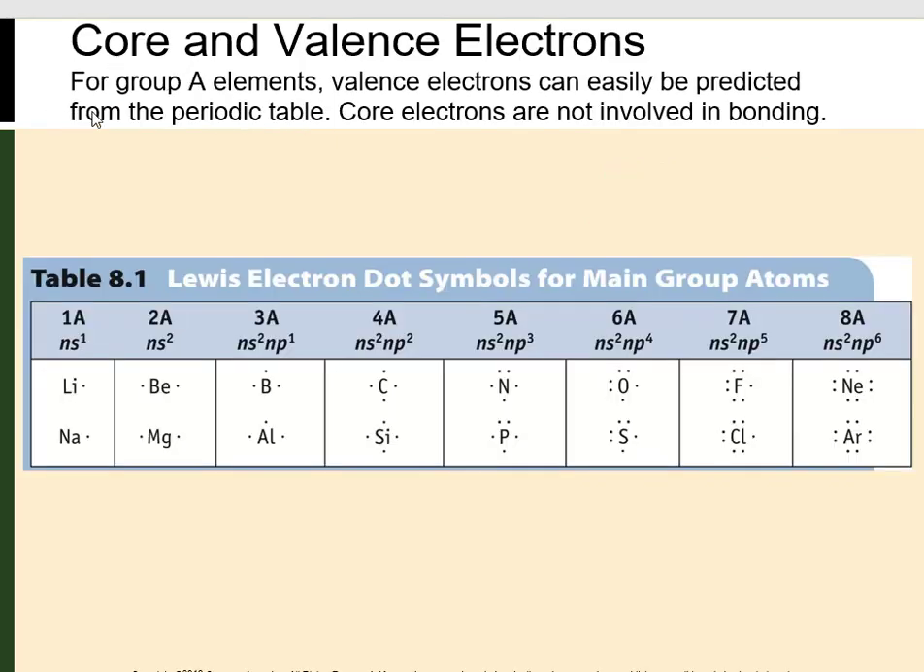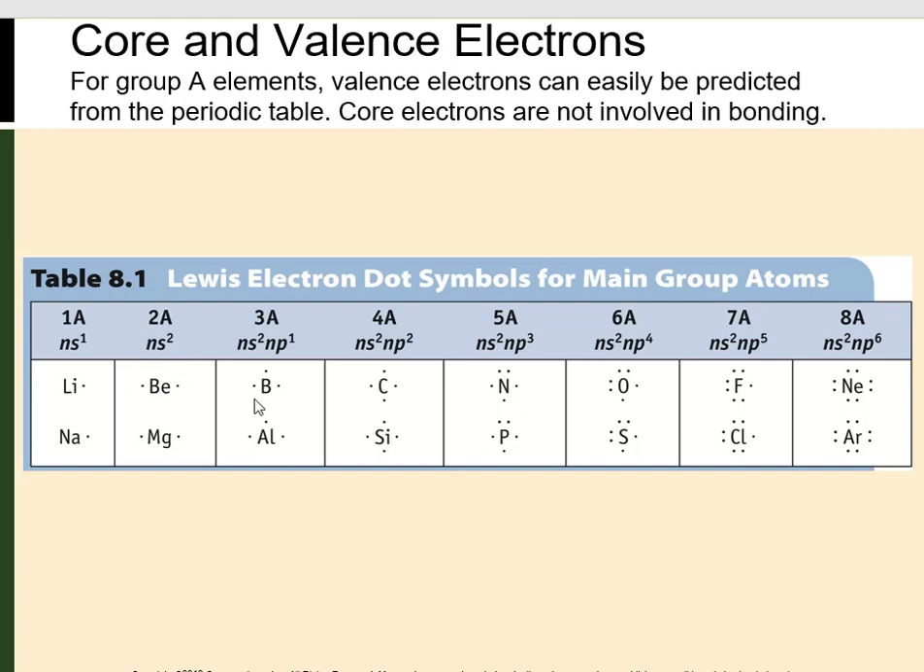Here are the group A elements. Again, this would be whatever number, s1. So lithium would be 2s1. Sodium would be 3s1. Notice they have one dot. Again, that could be on the top, the left, the bottom, the right, whatever. And then we have our 2A: beryllium, magnesium, calcium, strontium. They have two. It can be on the left and the right, on the top and the bottom, or on the top and on the right. It doesn't matter. But again, this is our s2.